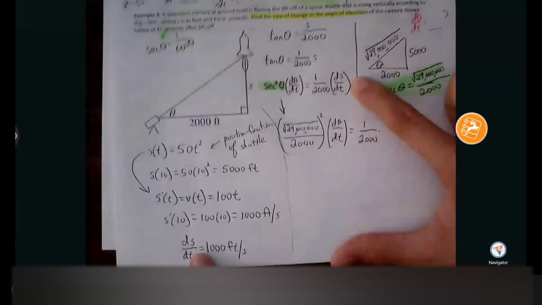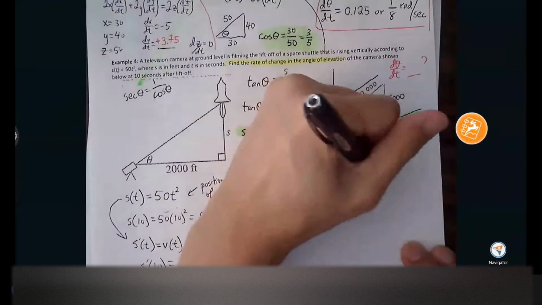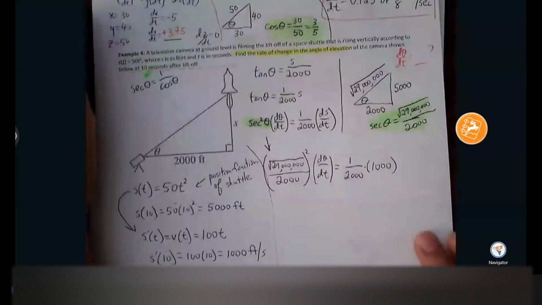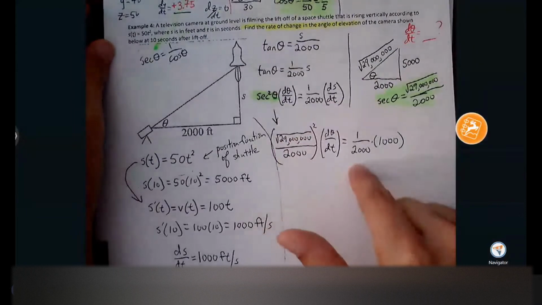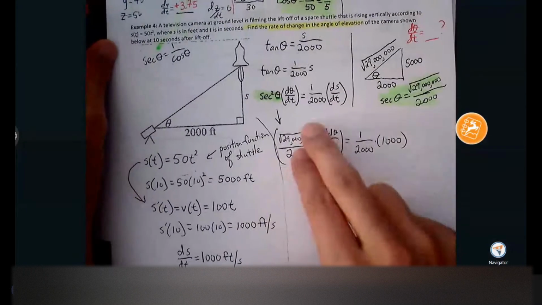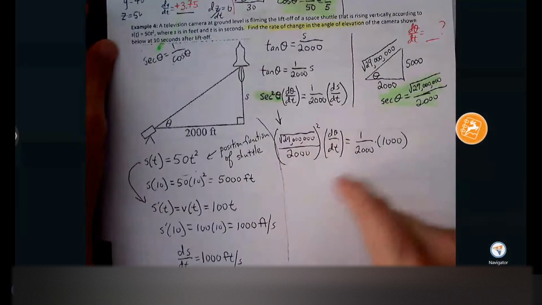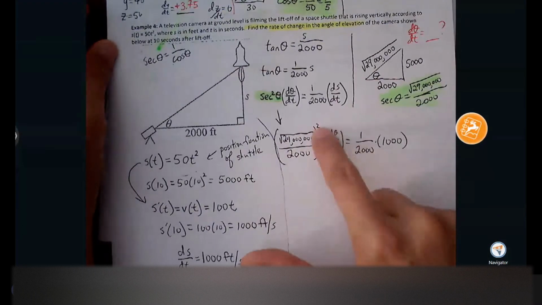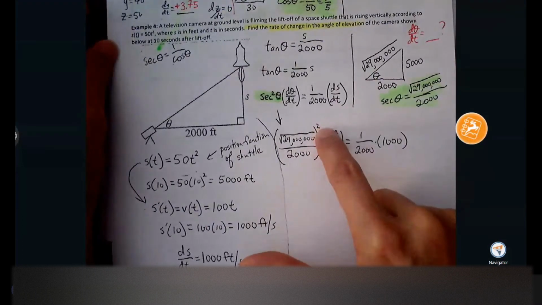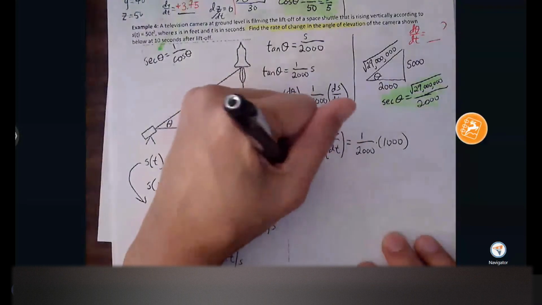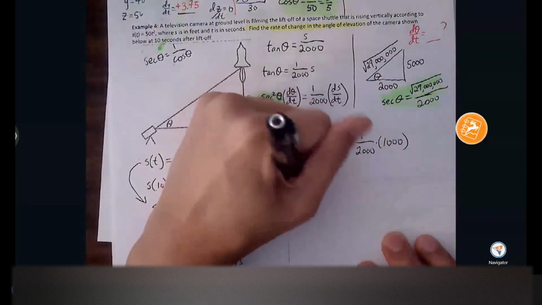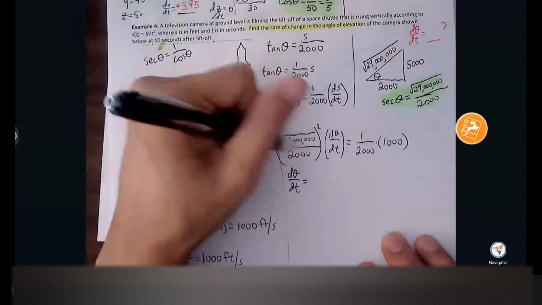DSTT is 1,000, so put that here. I want to solve for d theta dt. I want to move this fraction over to the other side. So I'm going to do two things here. I'm going to make it flip, and I'm also going to square each of the terms, just to speed up the process here. So I'm multiplying by the reciprocal.